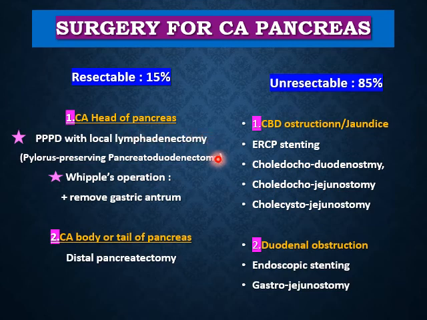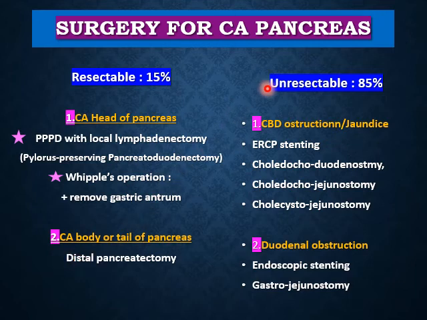of choice. The more widely used, more established treatment is Whipple's operation, where you remove the gastric antrum together with the bile duct and pancreas. The second group of conditions, which has fewer patients, is when the CA is involving the body or tail of the pancreas. So in these patients, the operation that is preferred is distal pancreatectomy.